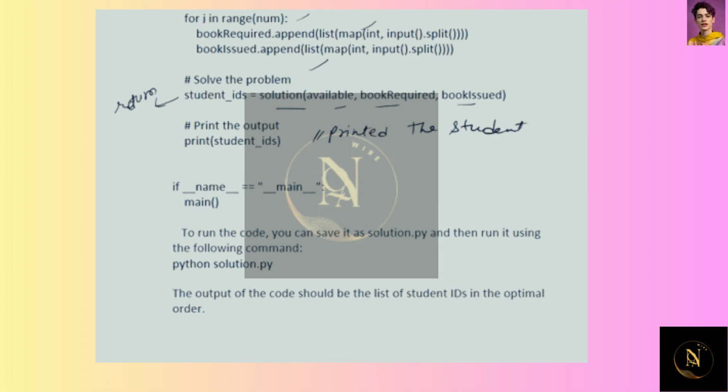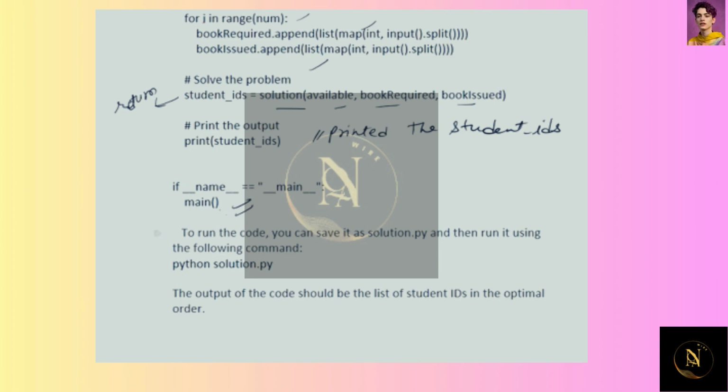Student IDs. Otherwise, -1 will be returned. So here I have written the main. When main will be called, then main will call the function solution, and when solution is called, it will return the optimal student IDs.